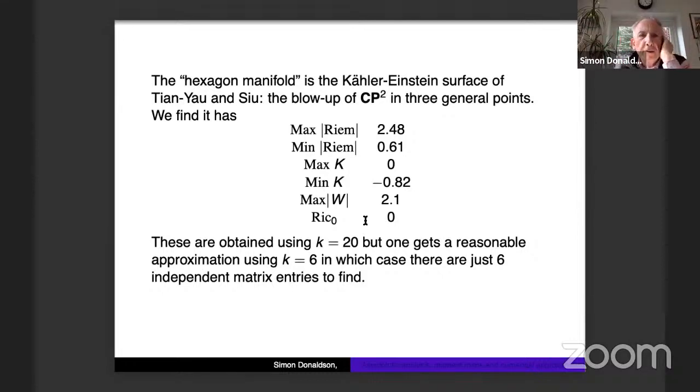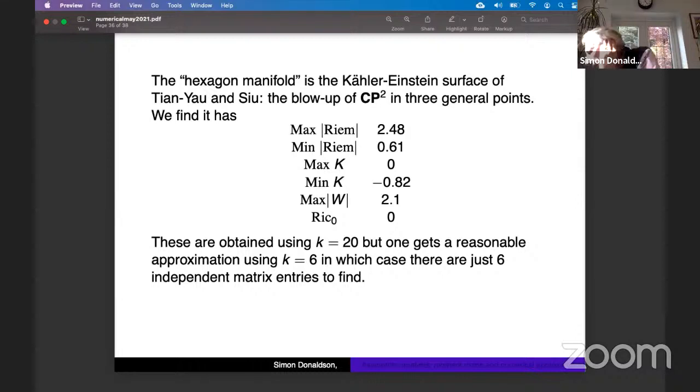These are obtained using the procedure I've discussed, taking k equals 20. But one can actually get quite a good approximation to the metric just using a much smaller value, k equals 6, in which case, taking full account of all the symmetries present, there are only 6 independent matrix entries that you have to define. So now, it's maybe just about time to do this.